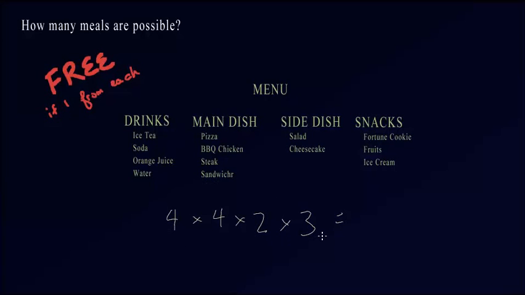So if we apply the fundamental counting principle, we multiply all this together. 4 times 4, 16, 32, 96. So there are 96 distinct ways of getting free meals. Distinct free meals.